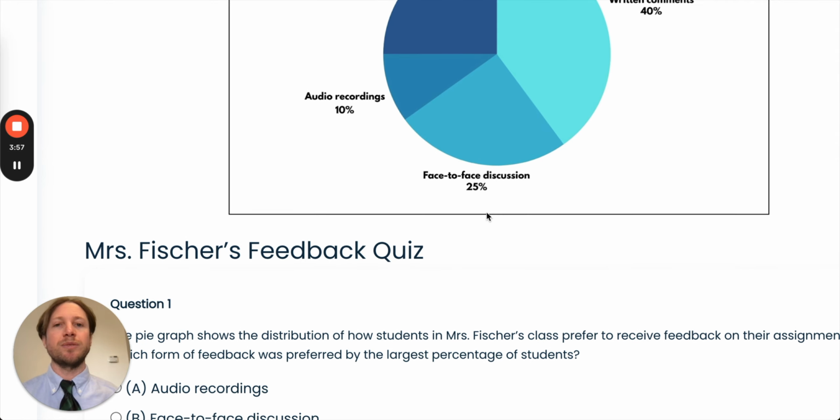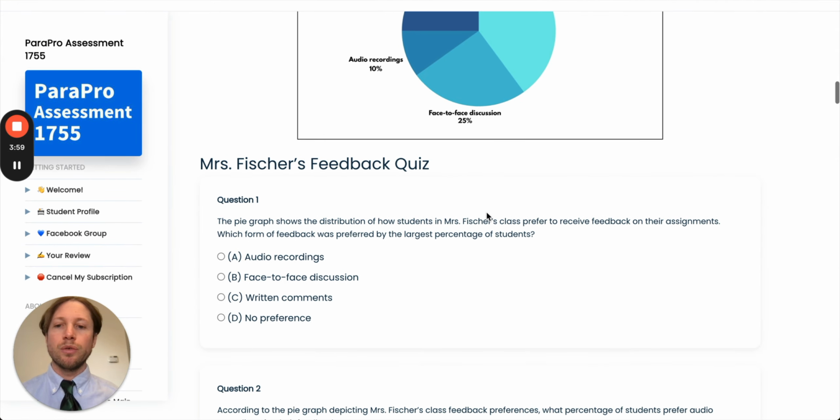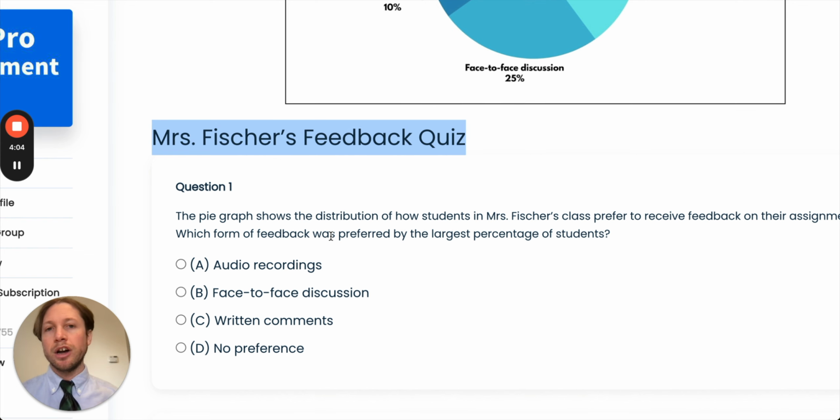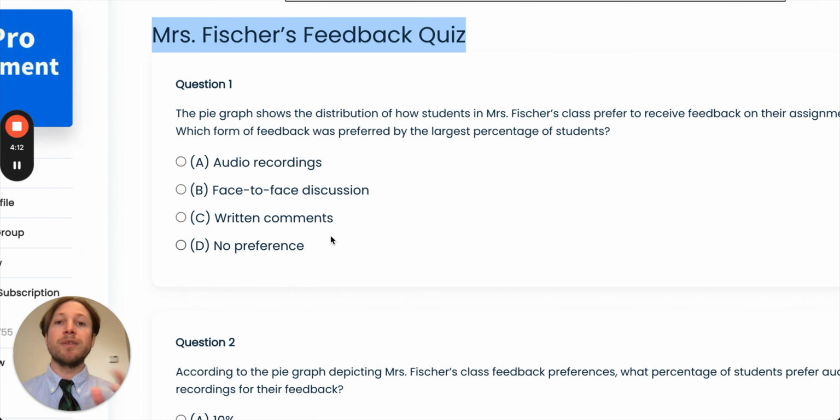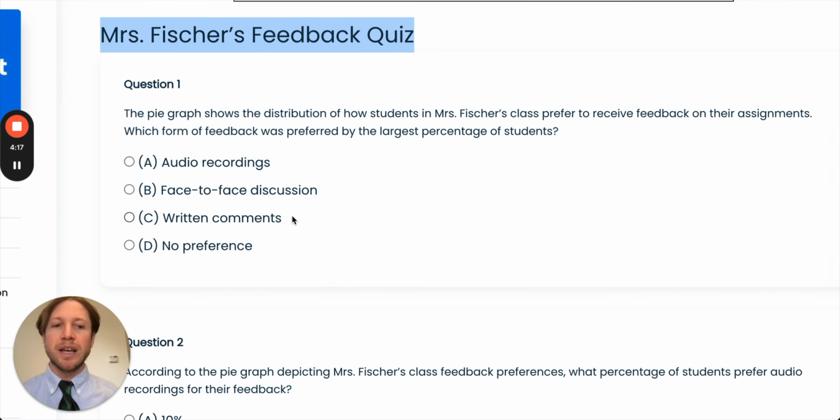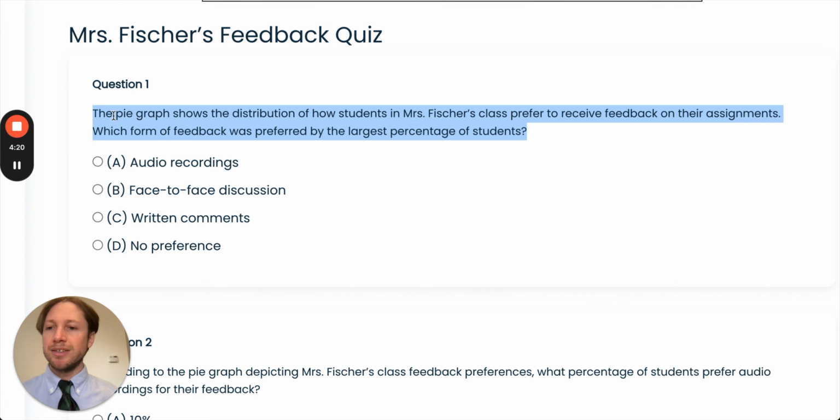Now I feel like I have a good grasp of this diagram, and we can read the questions. Looks like Mrs. Fisher, this is probably a teacher. Note that on your paraprofessional exam, you will more than likely be given scenario-based questions in order for you to demonstrate your ability to analyze and evaluate these diagrams. So let's read question number 1. This says, the pie graph shows the distribution of how students in Mrs. Fisher's class prefer to receive feedback on their assignments. Which form of feedback was preferred by the largest percentage of students?